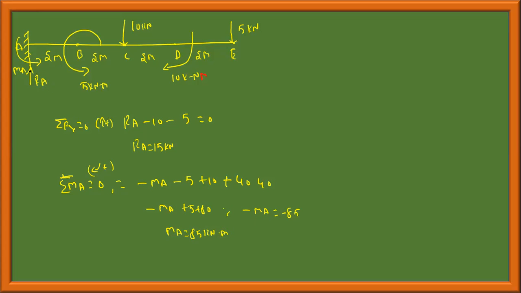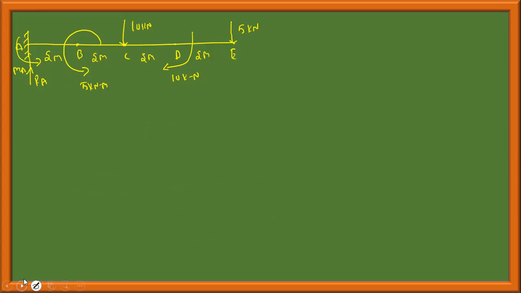Whatever direction you assume, if the obtained value is positive, it is in the same direction. My assumed direction and obtained value are the same. Therefore Ma is 85 in this direction, Ra is 15 kilonewton. The assumed direction and what we have obtained are the same. These are vectors.